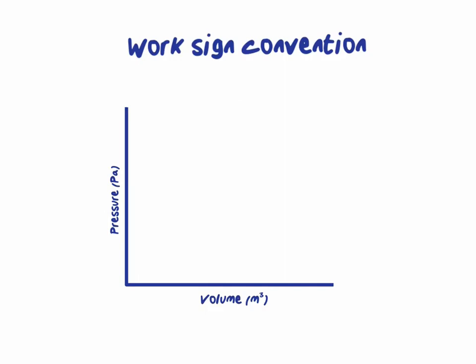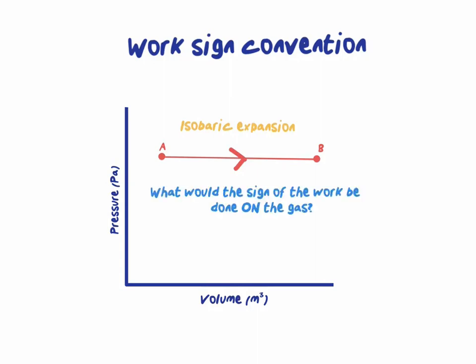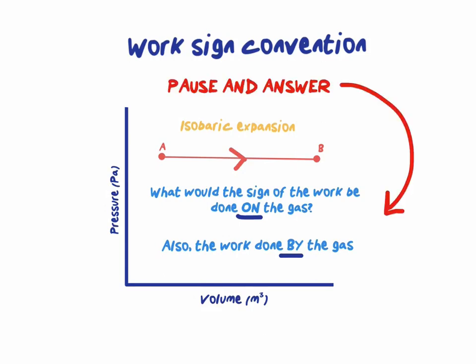So if I have an isobaric process and I show the arrow pointing to the right, we would call this an isobaric expansion. If I have the arrow pointing to the left, I would have an isobaric compression. Now, if I take an isobaric expansion, for example, what would the sign of the work be of the work done on the gas? And what would the sign of the work be at the same time for that expansion of the work done by the gas? Pause the video and try to figure those out for yourself.